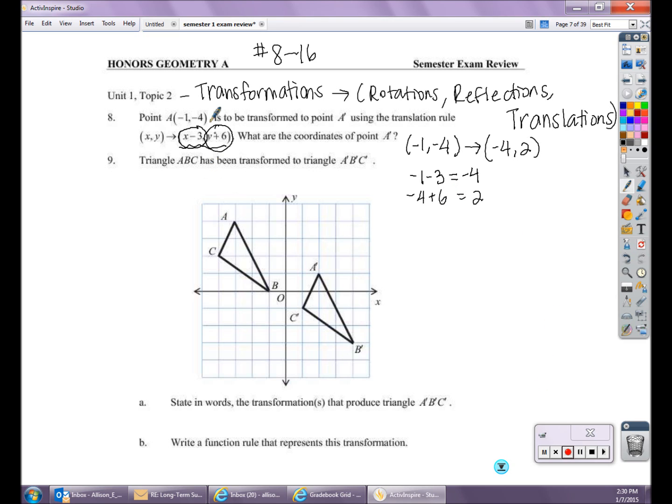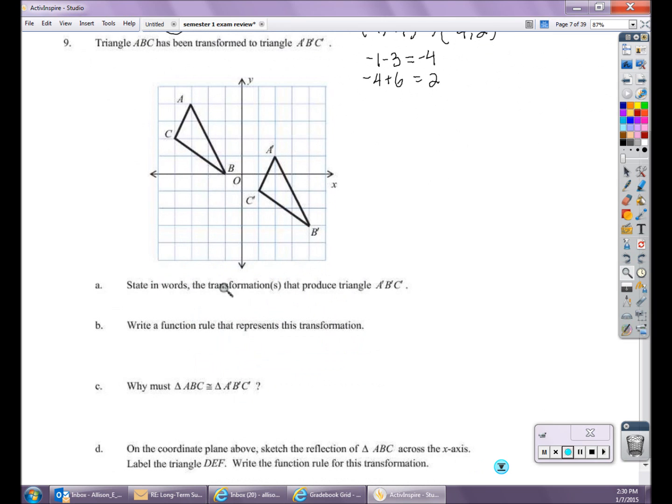Number 9. And this is a transformation. Oh yeah, we covered that. So number 9, triangle ABC has been transformed to A prime, B prime, C prime. Alright. State in words the transformation or transformations that produce this. So it looks like to me, if you're going from here to here, you're going to move right 1, 2, 3, 4, 5, and down 1, 2, 3.